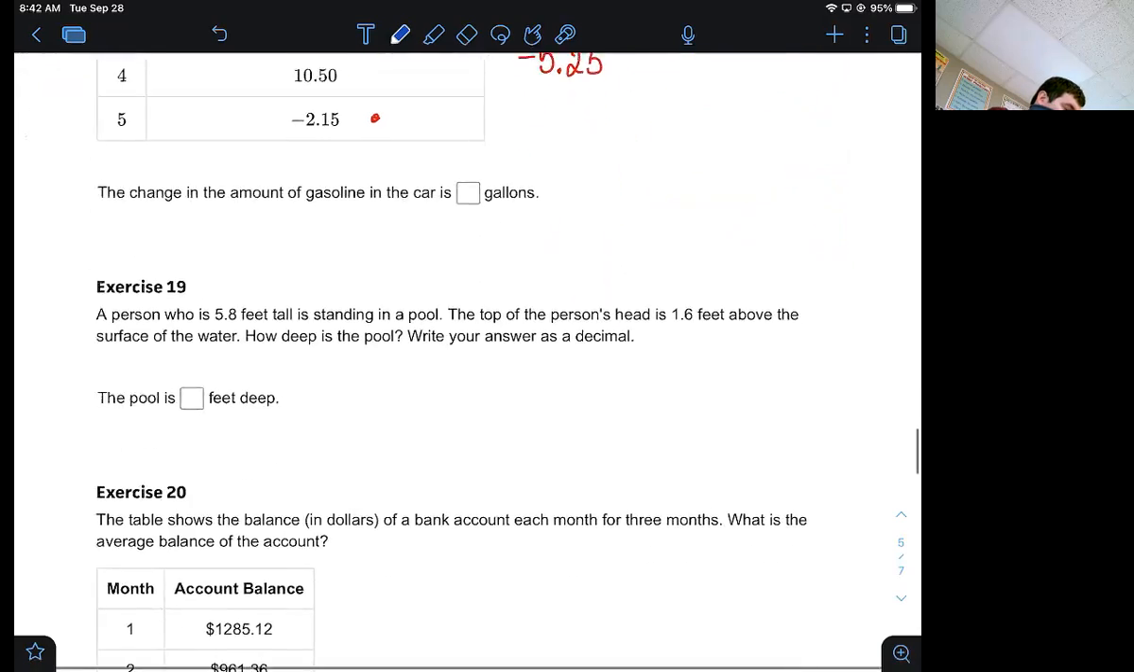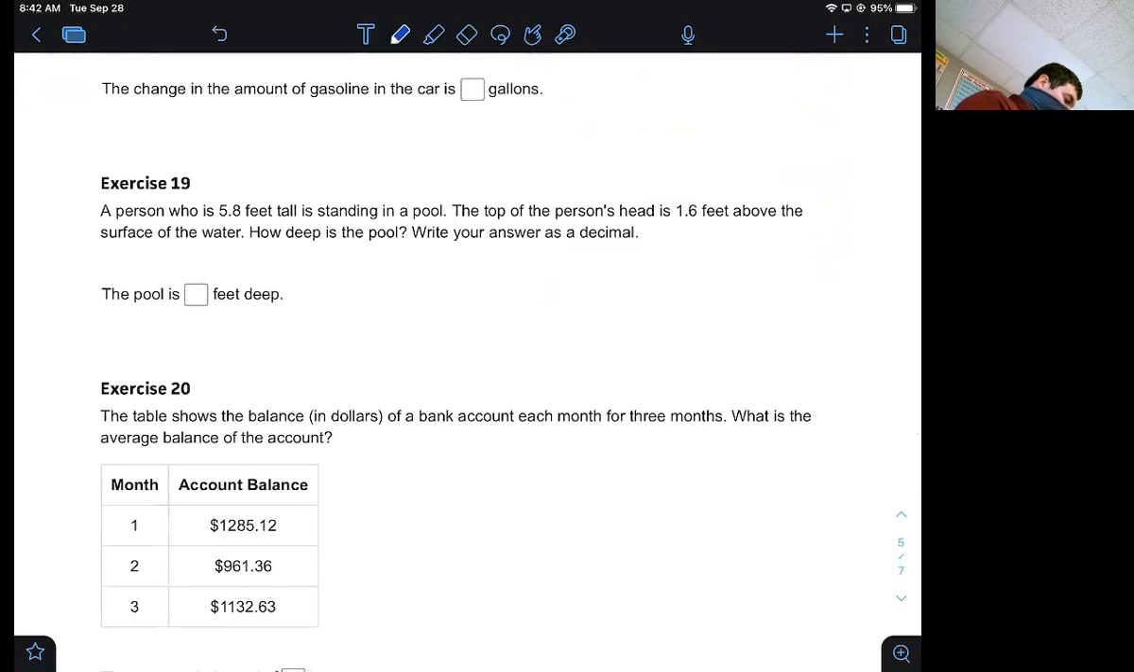Number 19, a person who is 5.8 feet tall is standing in a pool. The top of the person's head is 1.6 feet above the surface of the water. How deep is the pool?